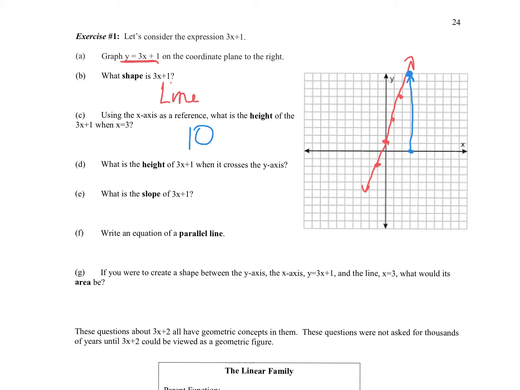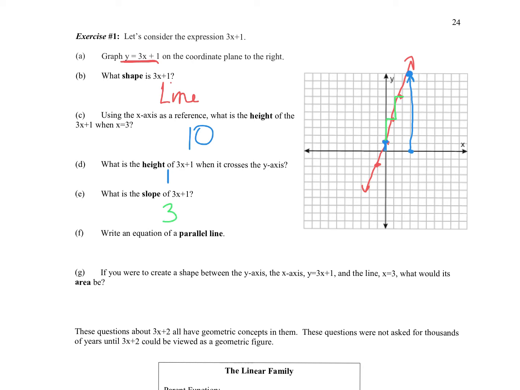So y tells us the height of a graph at a certain x value. What's the height of 3x plus 1 when it crosses the y-axis? So that height is 1. And then what's the slope of 3x plus 1? So we can look at these patterns. Slope is a geometric thing, but we can talk about the geometry of algebra. So this is up 3 over 1, right? We can tell that because we know things about linear equations as well, so the slope is 3.